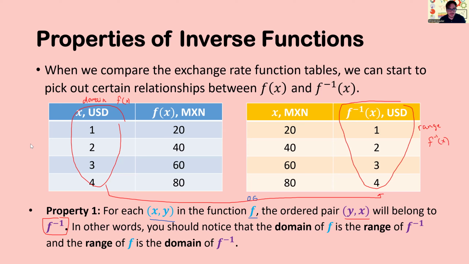And also, if I switched all the ordered pairs around, then the y values here, which was the range of the original function, so this is the range of f of x, then that swaps over and becomes the domain of the inverse. F inverse of x.